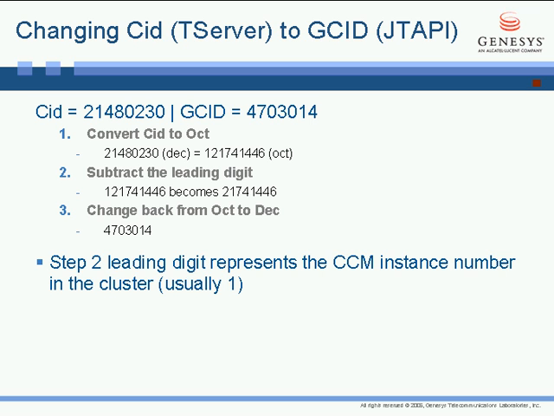The 1 at the start of this number represents the cluster number and will need to be removed. The number, of course, becomes 217,41446. Taking this number, which is still base 8, we need to change it back to decimal, and we get the GCID found in Cisco, which is 4703014. To go the other direction, you simply need to reverse the procedure and would simply add the cluster instance number as a leading digit in step 2.